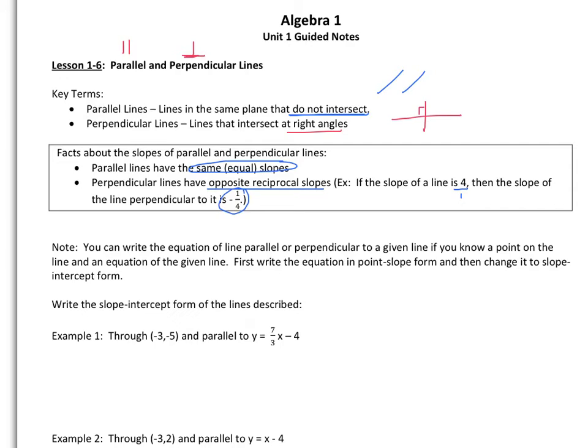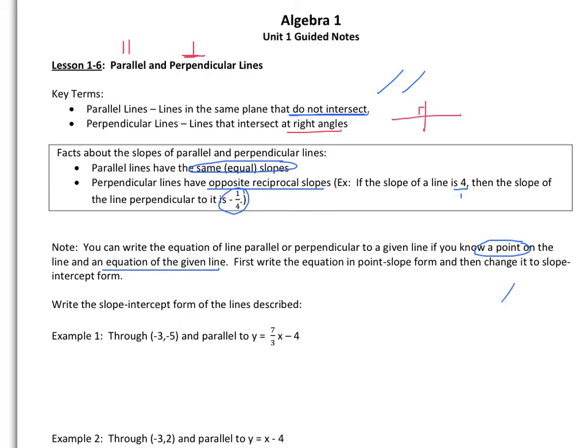Now you can write an equation of lines that are parallel or perpendicular to a given line if you know a point, which is very similar to what we've been talking about for point slope form and slope intercept form. But you also need an equation of the other line.